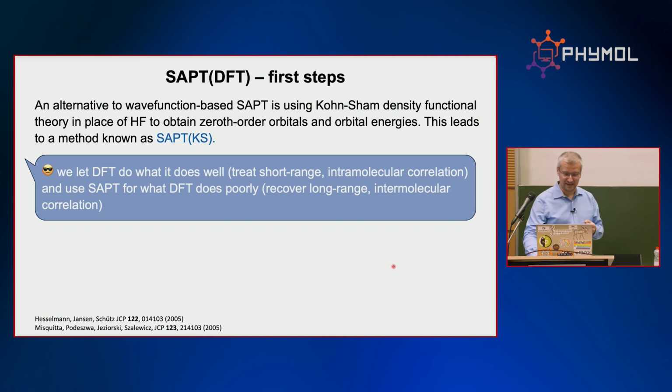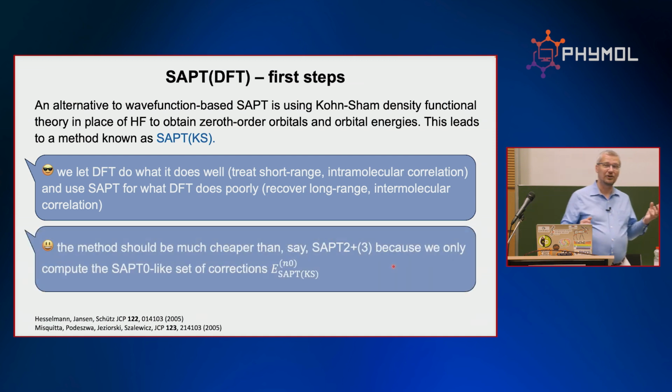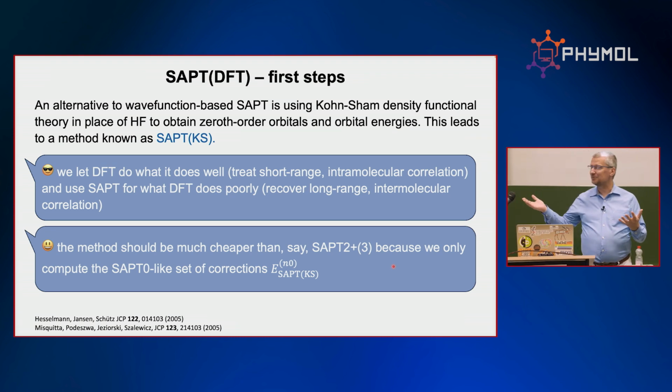And the second big promise of this method is a much more computationally efficient approach than what you have with, say, SAPT-2 plus parenthesis 3, where there's a lot of expensive corrections to calculate. Because a lot of these corrections in SAPT-2 plus 3 are for intramolecular correlation. But if we do SAPT-DFT, we trust that DFT can take care of intramolecular correlation. And in fact, we just calculate the SAPT-0 like corrections. The second superscript is 0.